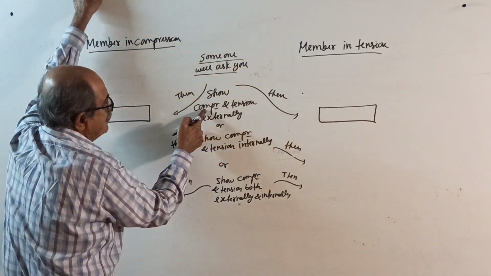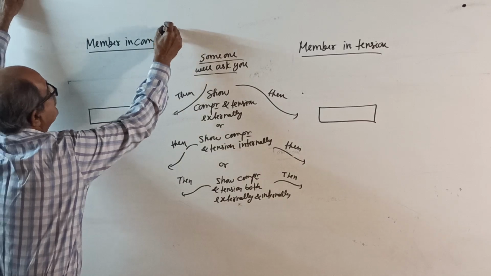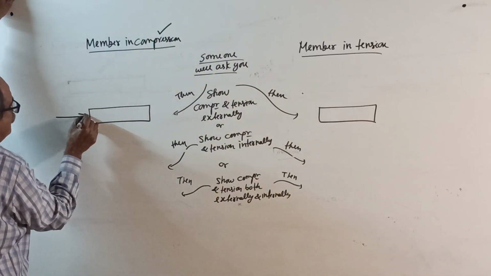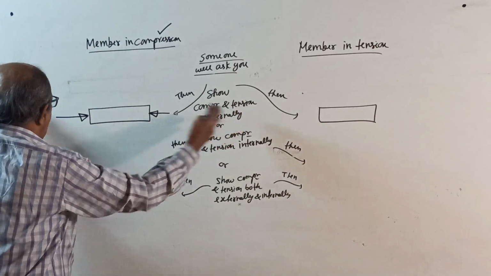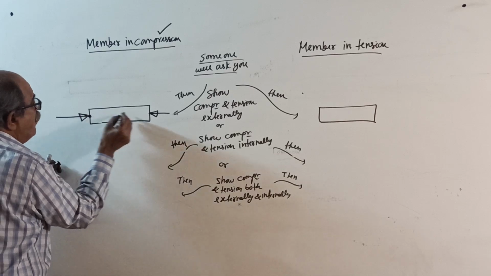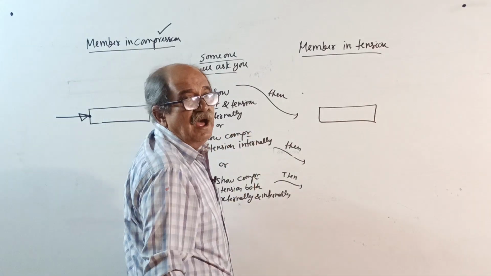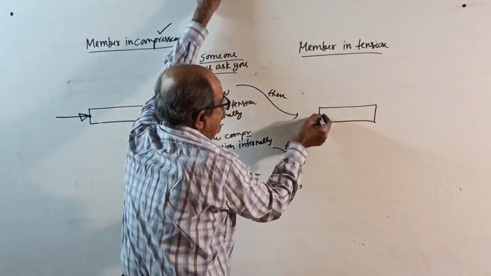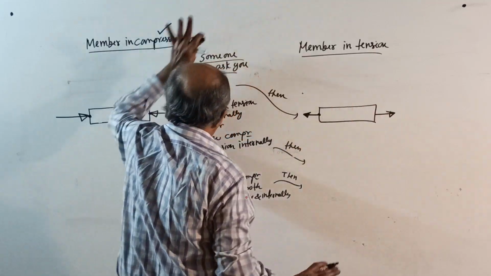So you want to show compression and tension both? Okay. This is for compression. You tell them the compression sketch is here, or at the contact end point, an incoming arrow. Then what do you want? I want to show tension. Okay, tension is here. This is tension. Clear? Clear.